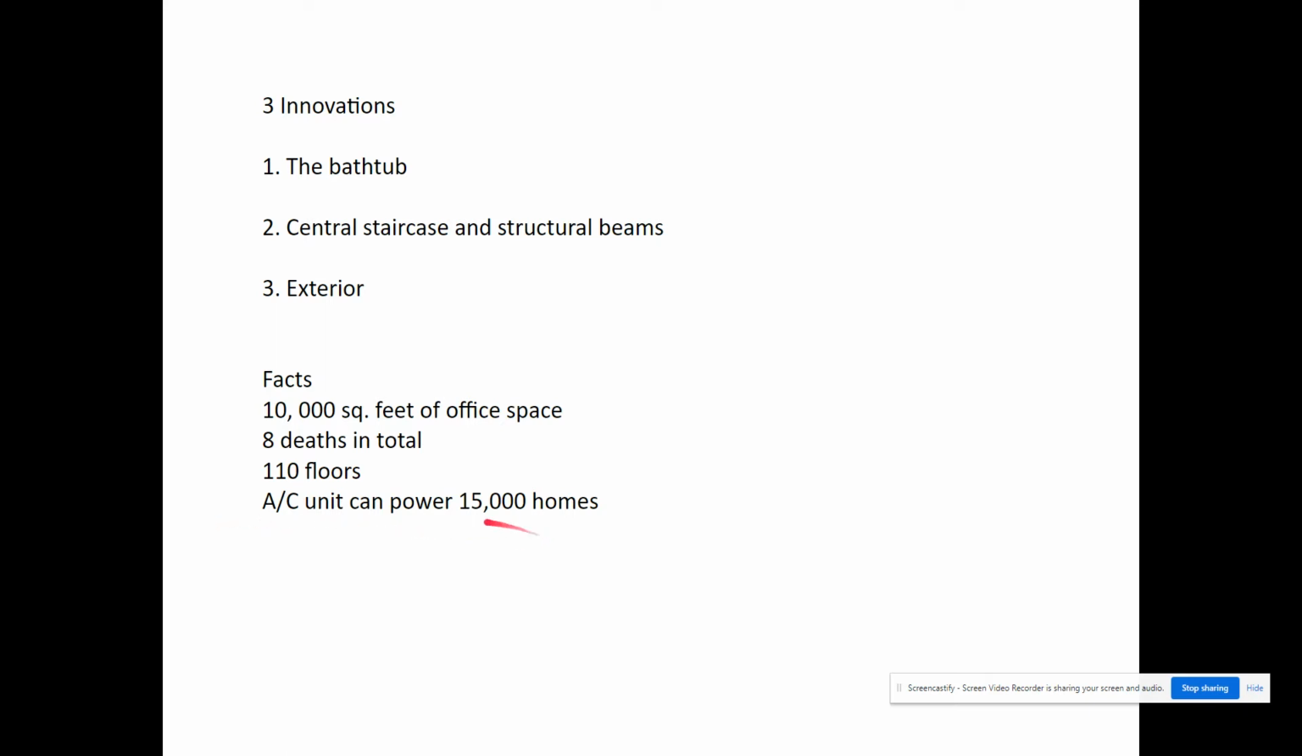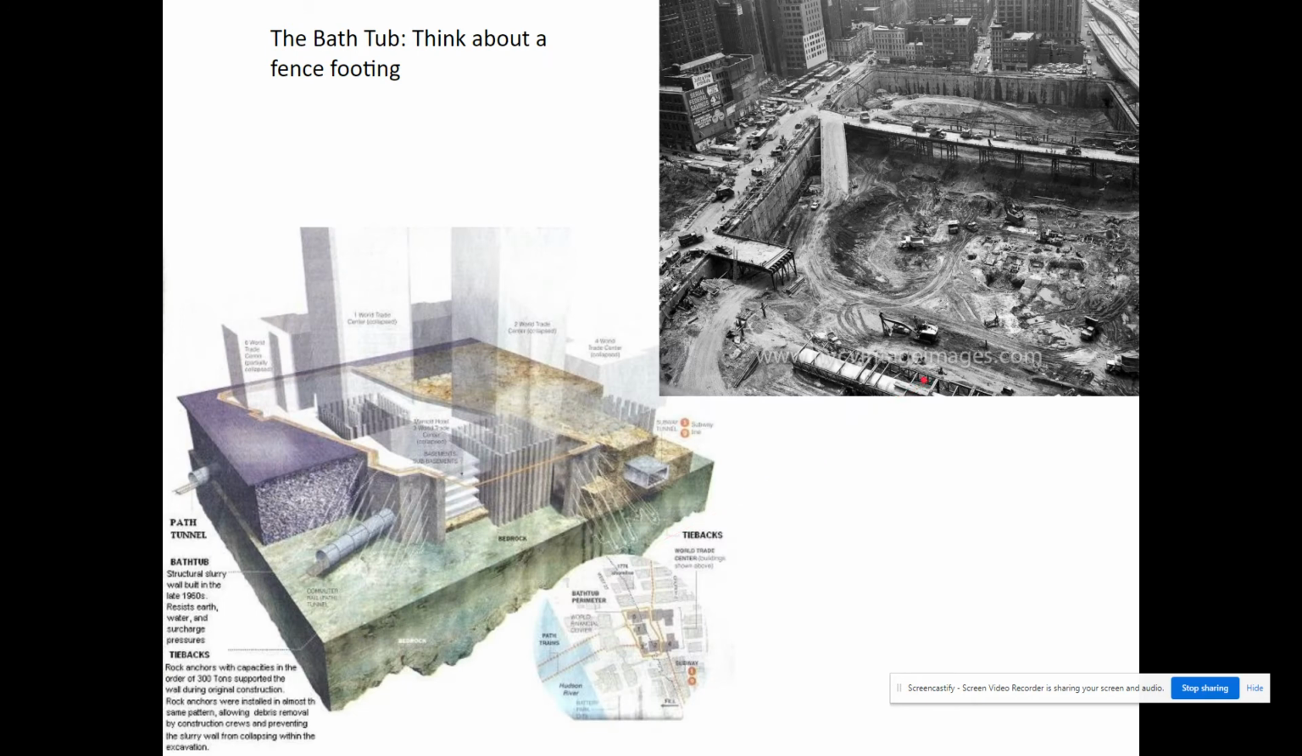When you're thinking about this, when I said 107 floors and going up to 110, I just wanted to point out that on the last floor you had an observation deck and you had a restaurant that was there. So just something to point out there. Notice air conditioning units can power 15,000 homes. All right, so let's take a look at some of the specifics.